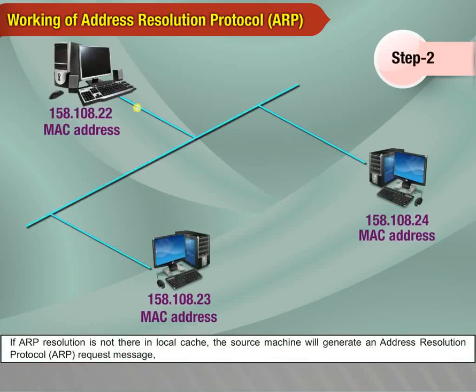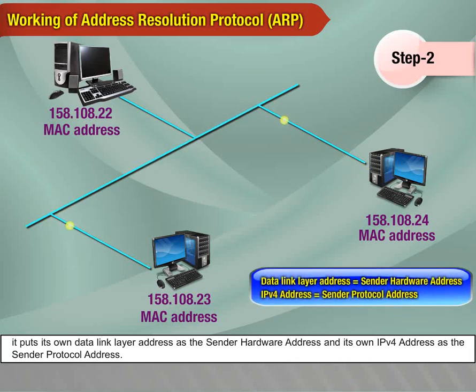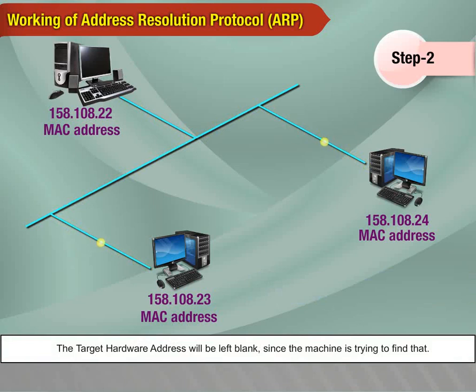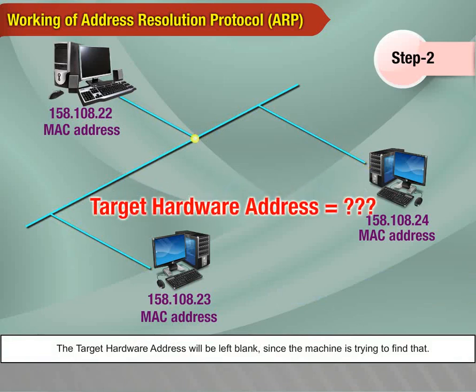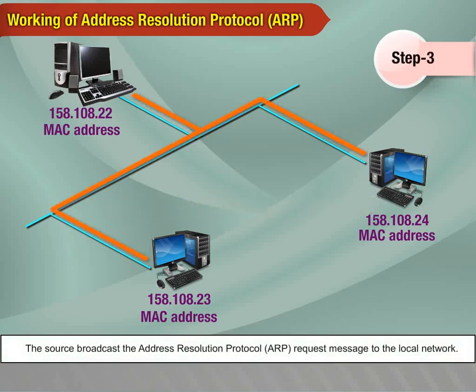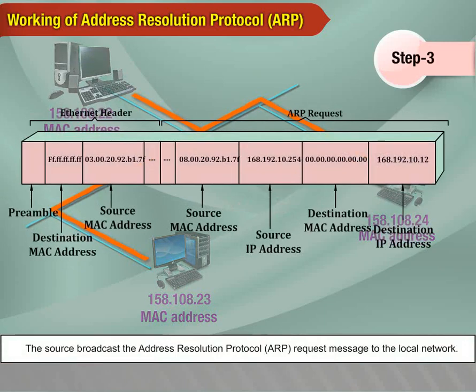Step 2. If the ARP resolution is not there in the local cache, the source machine will generate an Address Resolution Protocol ARP request message. It puts its own data link layer address as the sender hardware address and its own IPv4 address as the sender protocol address. The target hardware address will be left blank since the machine is trying to find that. Step 3. The source broadcasts the ARP request message to the local network.